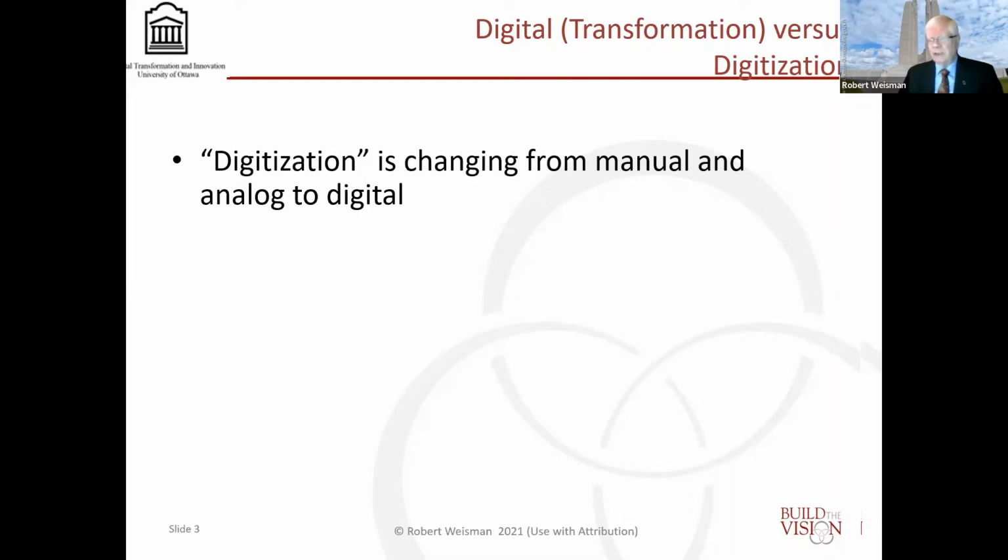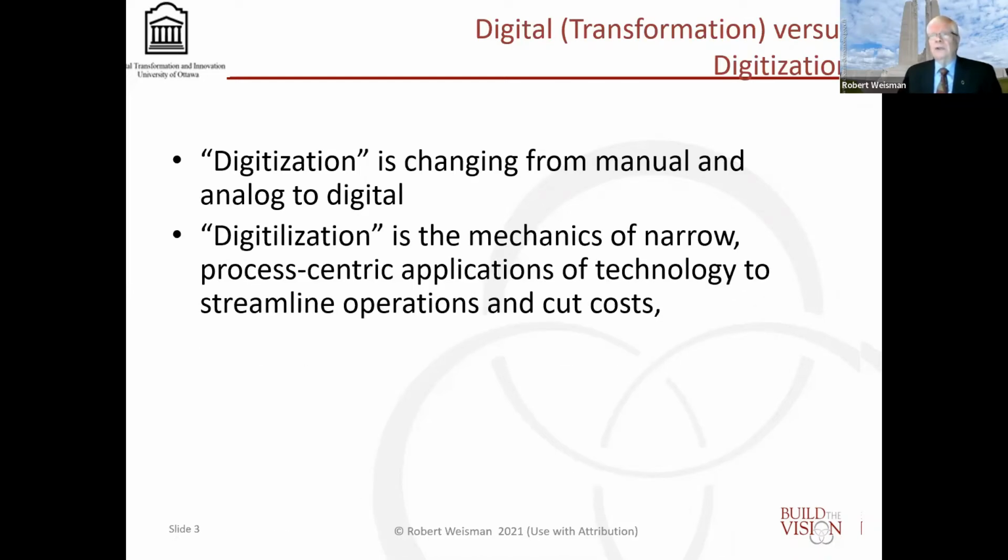You were just replacing certain things with technology. We did a lot of that in the 70s and 80s, and we're still doing that today in areas. Digitalization is often meant to be a narrow process-centric application of technology, and it basically is there to streamline operations and to cut costs. So you're doing business process re-engineering in one area, for example, issuing hunting licenses and the like. So digitalization is a step up from digitization.